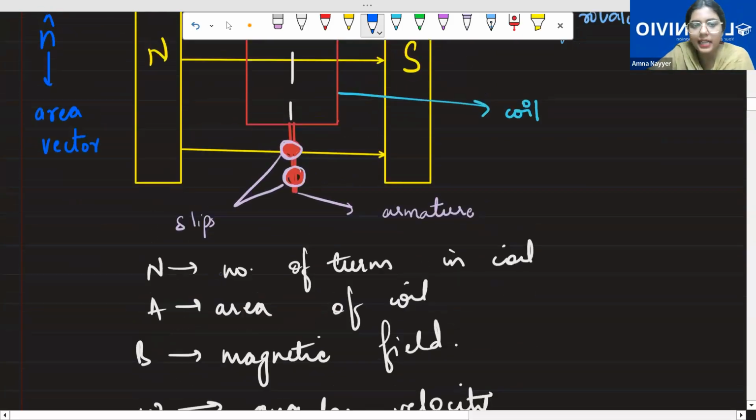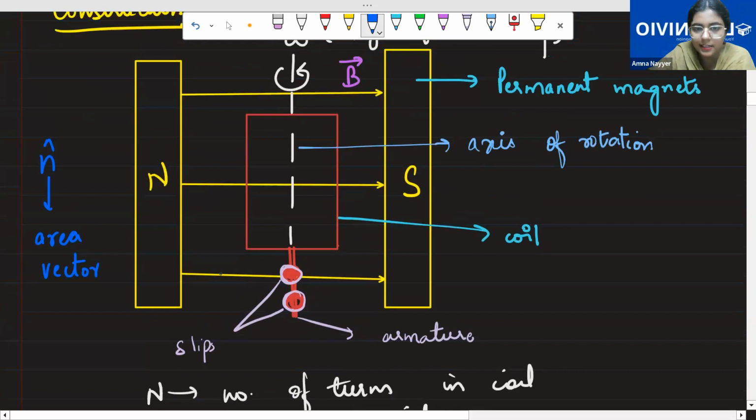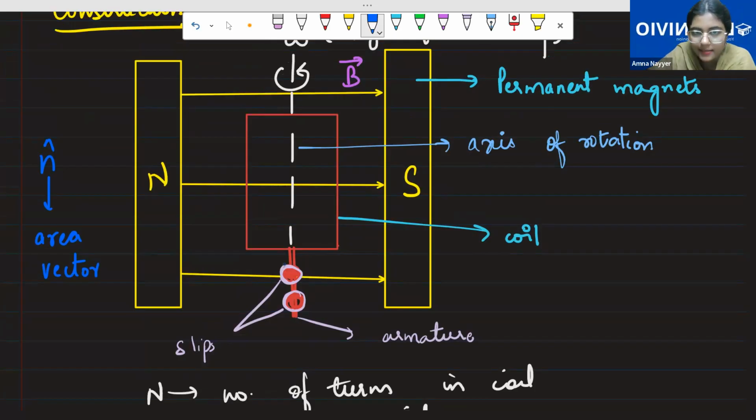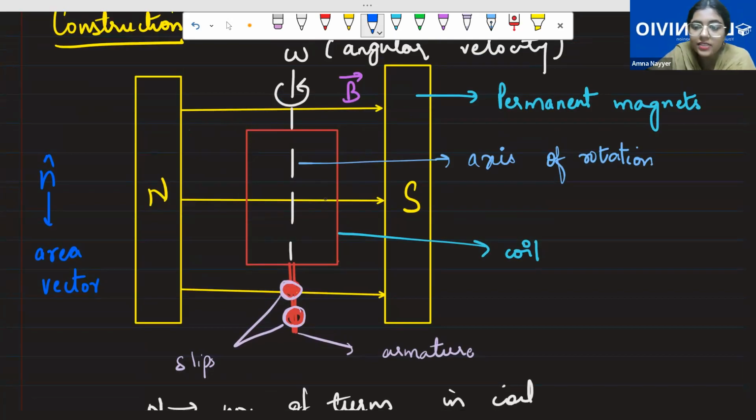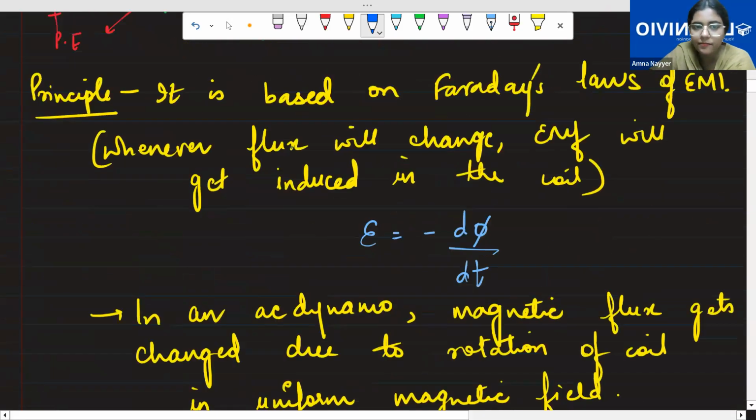This theory part I'll tell later. First, let me discuss the construction. Permanent magnets are there. A coil is placed and it will be rotating over an axis. Angular velocity, let's say, is omega. The magnetic field is running from north to south. And how will we get various angles? The angle will be formed between the area vector and the magnetic field, which we take in the flux. Flux is equal to BA cos theta. This is the same flux.